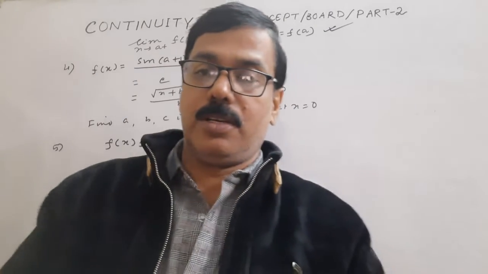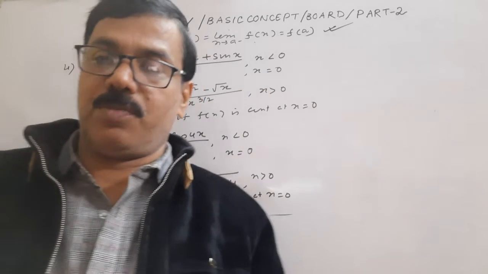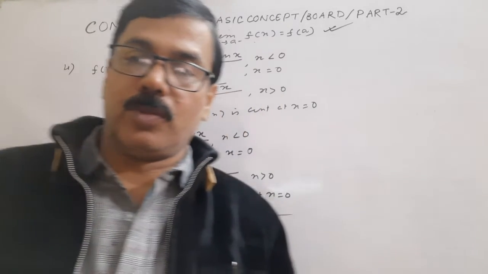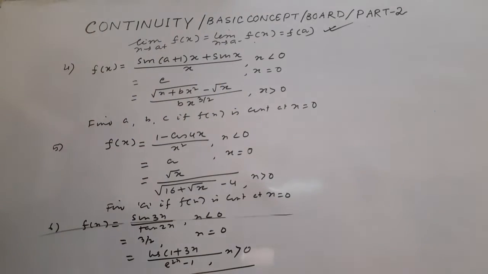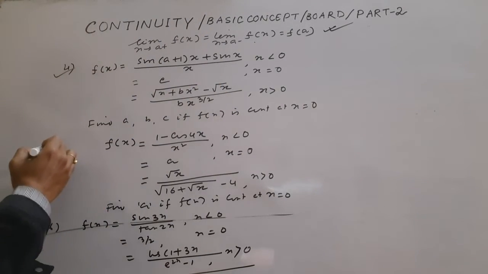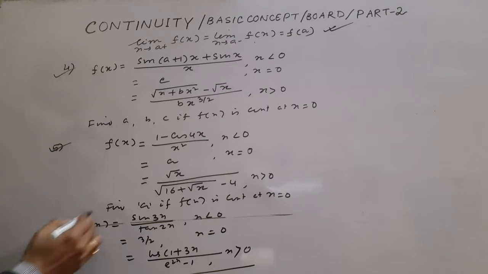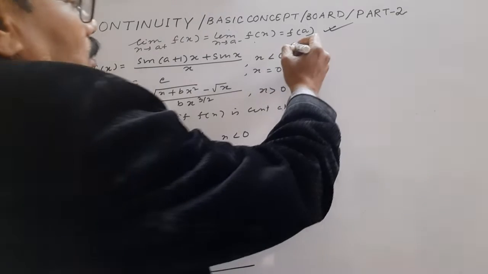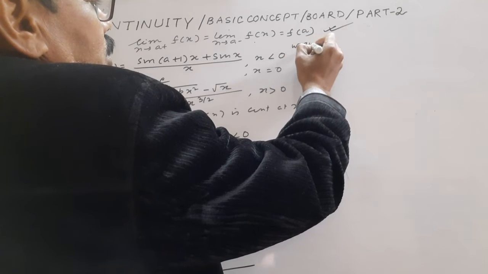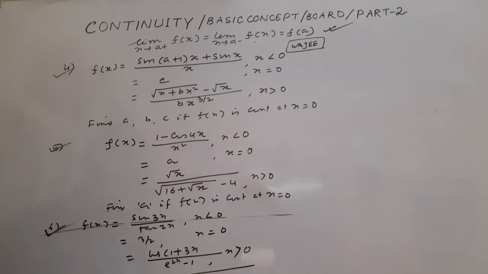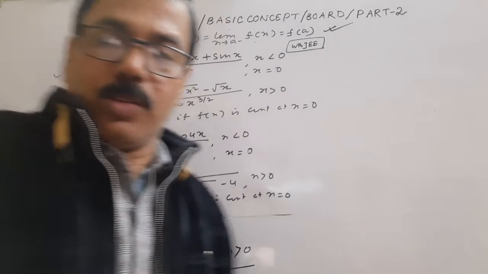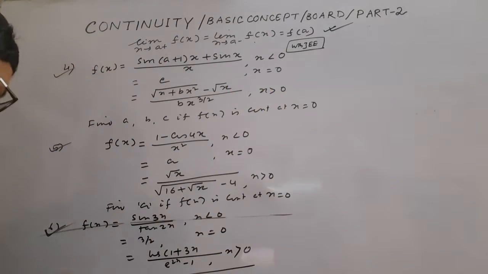Now we consider three most important problems of the board. So problem number 4, 5, 6. There are also problems of WBJEE, 1 or 2 marks problems. So we first consider problem number 6.